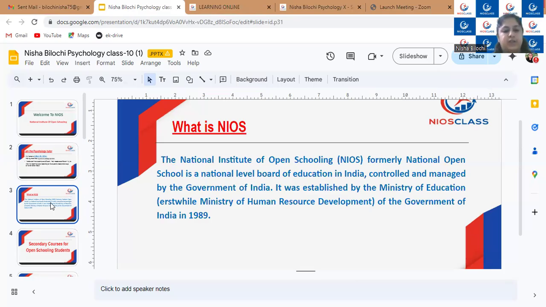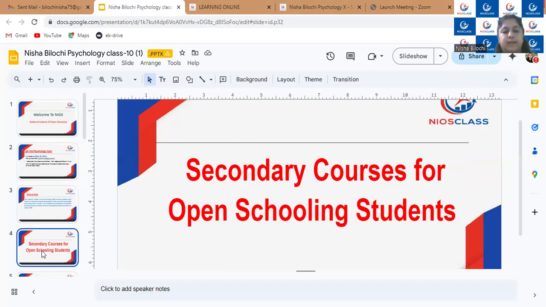Again, a little bit about the National Institute of Open Schooling. This is formerly known as the National Open School. It is a national level board of education in India, which is controlled and managed by the government of India. It was established by the Ministry of Education of the government of India in 1989. So there should be no doubt about the integrity of this one. This is a little bit of description about NIOS.